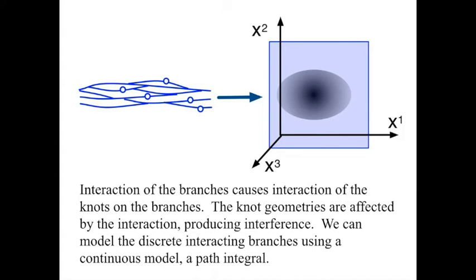The knots move on their branches independently of each other, in a behavior similar to diffusion. And when the knots interact with each other, their geometries are affected in a way similar to interference. The discrete interacting branches of the manifold and the knots on the manifold are a complex system, but we can simplify the discrete branches by taking a continuous limit. And the continuous limit of the knot interactions produces a path integral that has the same form as quantum mechanics. This takes us down to the smallest scale that we'll consider in this informal description. And now we'll address the assumptions that generate this theory.